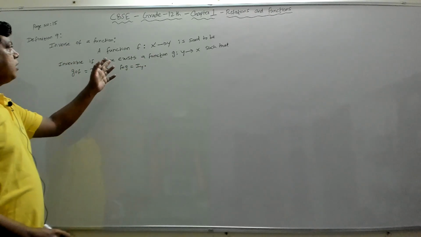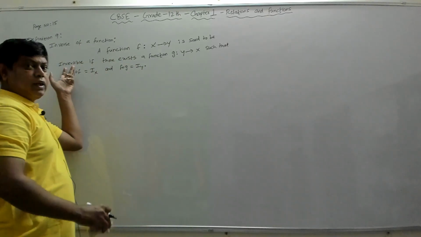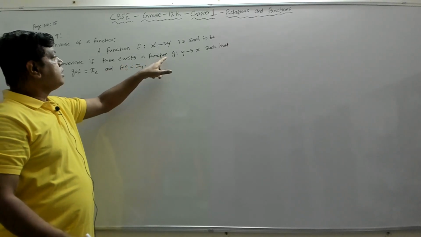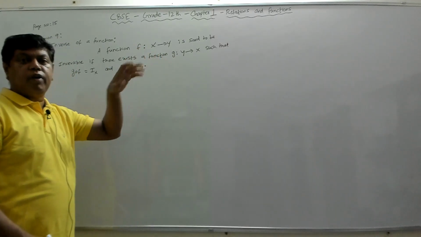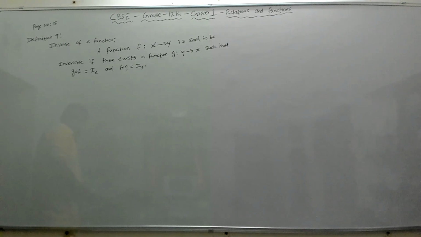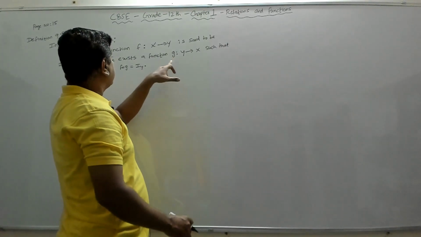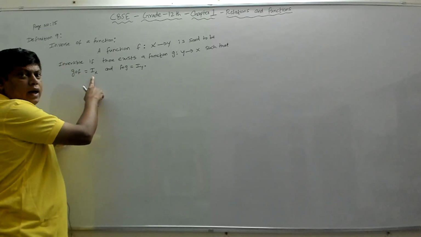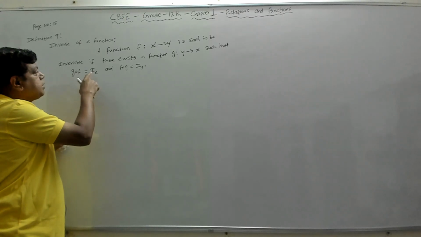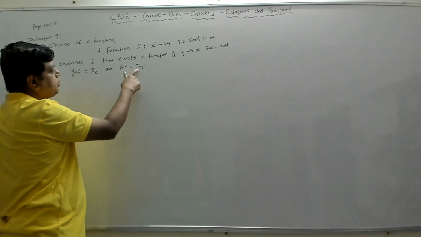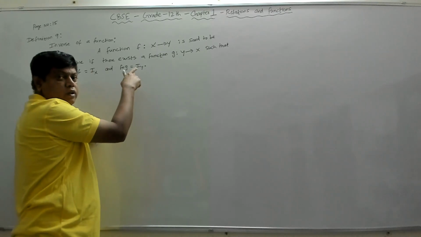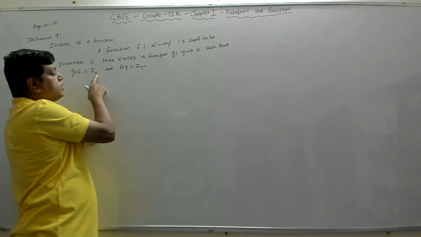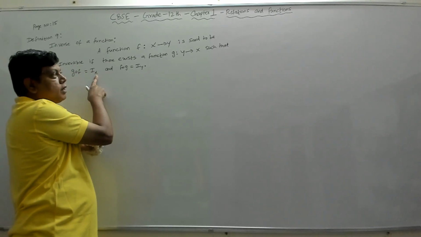A function f is said to be invertible, which means we can find the inverse of a function, if you are able to find another function g such that g of f should be equal to I X. I X is the identity function, which means I of x equals x, and f of g should be equal to I Y. This I Y is also an identity function, but this function is from the set capital Y to capital Y. Here this is an identity function which is from capital X to capital X.